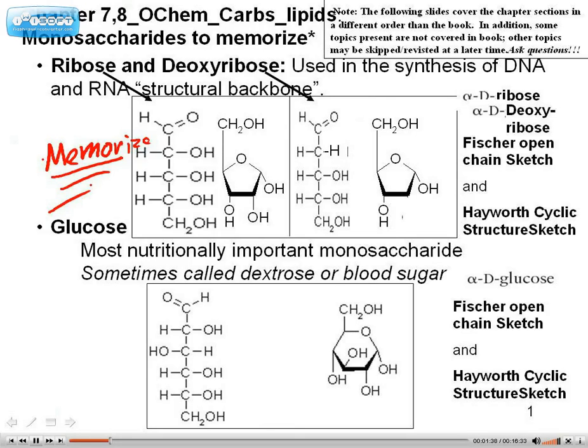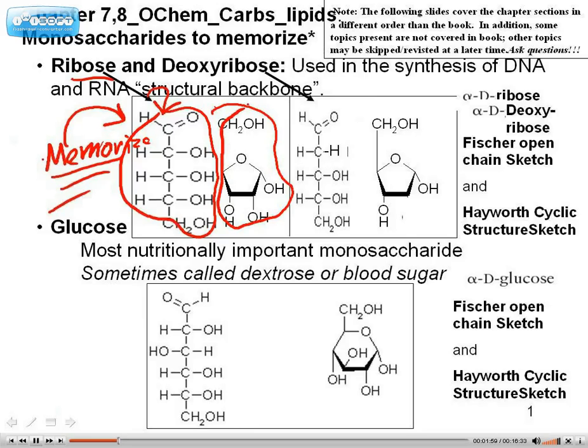Now, in this picture right here, we have a picture of a ribose molecule. This is the Fischer projection, which I am circling. Yes, you have to memorize this structure. Right next to it, we call this cyclic structure that it forms the Haworth structure. And yes, you have to memorize the closed, or cyclic, structure for this as well. Both of these are considered ribose.